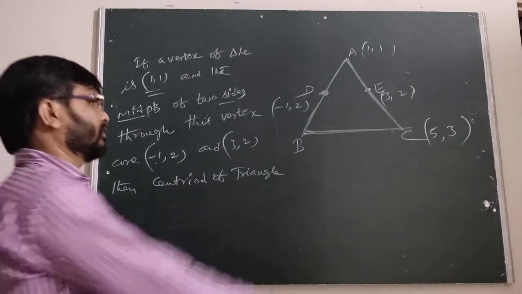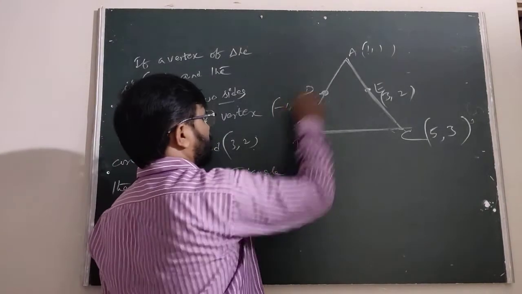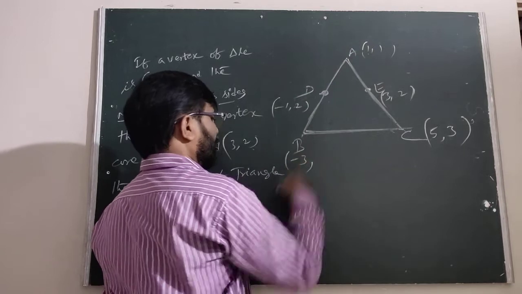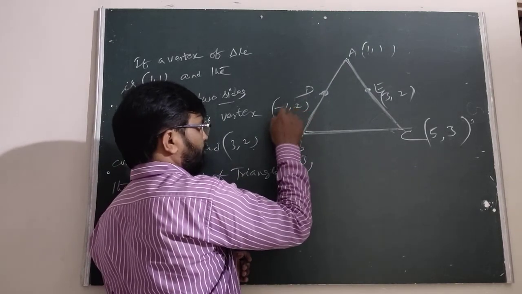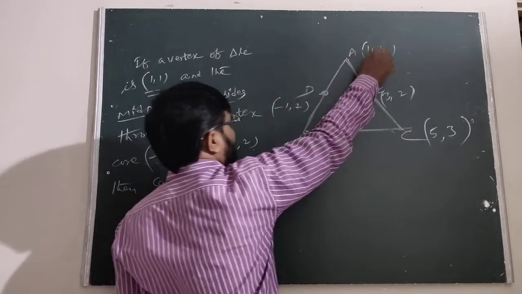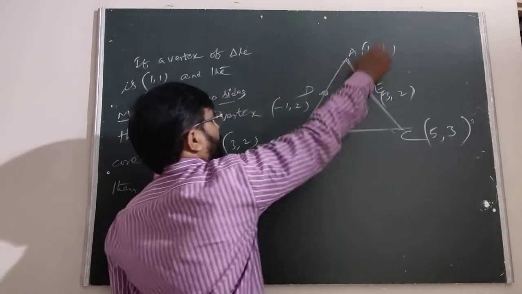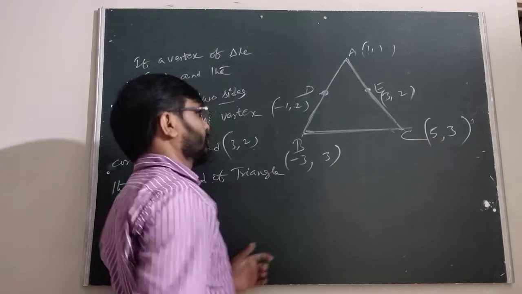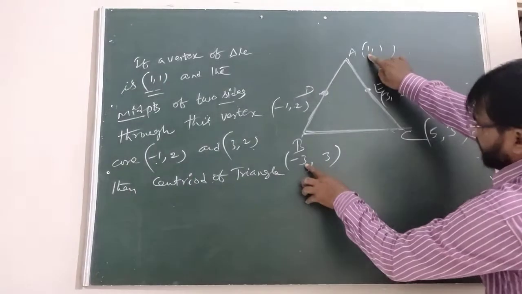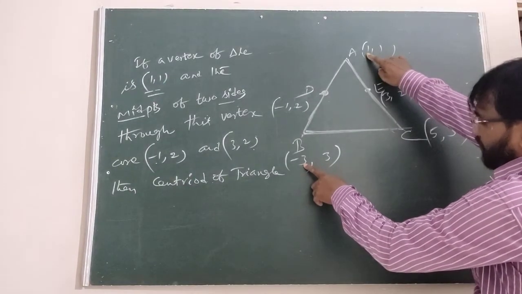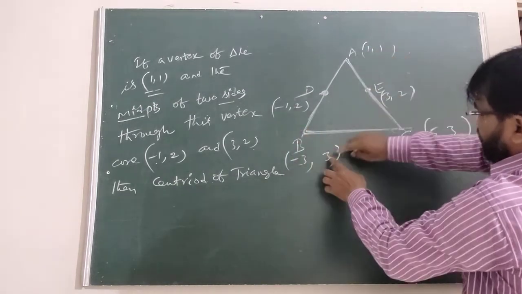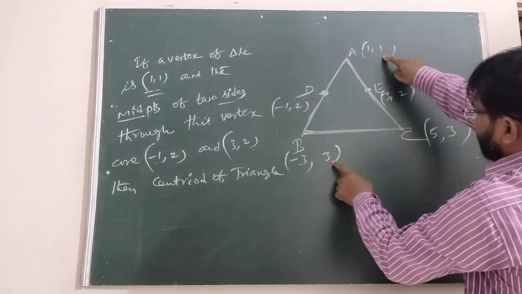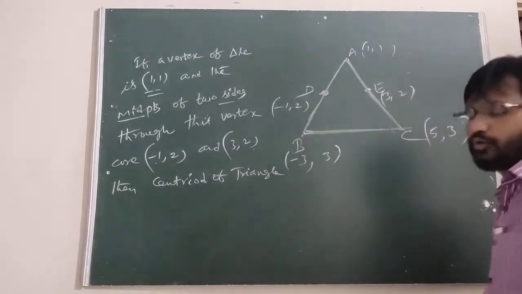How to get this one? This is minus 2 minus 1, which is minus 3. First we multiply with 2, then subtract this one. 2 twos are 4, 4 minus 1 is 3. Now the midpoint is minus 3 plus 1, that is minus 2, and minus 2 by 2 is minus 1. This is 3, this is 1, 3 plus 1 is 4, 4 by 2 is 2.